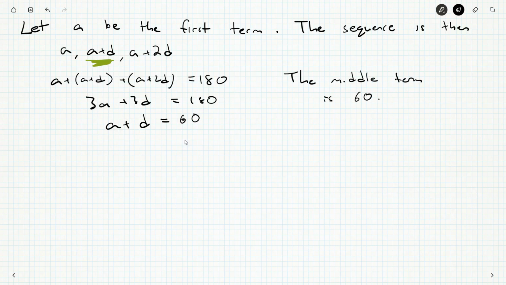Now, we probably could have seen that a lot better if we hadn't started with A as the first term, which is what we commonly do with sequences. That was my first instinct. If we had said something like, let X be the middle term, then our sequence would have been X minus D, X, X plus D. And when I add all those up, I will get 3X, and it's a little more apparent that our middle term is just 180 over 3. That would have been a faster way to do it, but we still got our answer in the end.